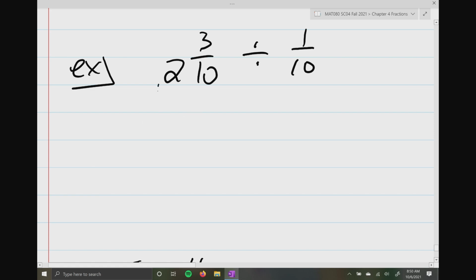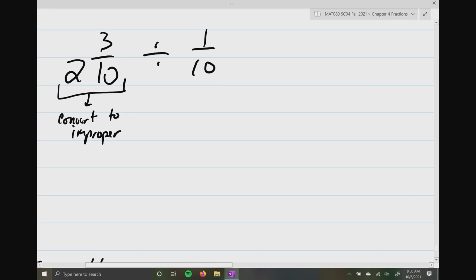What type of fraction is this? I would make it improper. Yeah, it's mixed. I can't multiply mixed fractions. I need to make it improper. So the first thing I need to do is convert to improper. So off to the right, I write a 10 and then 2 times 10 plus 3. So that's going to be 23/10. Does everybody agree with that?